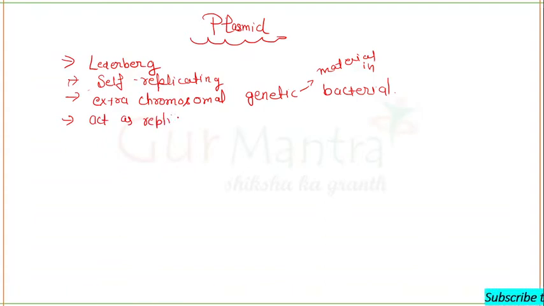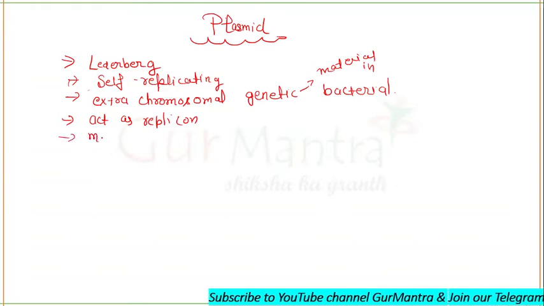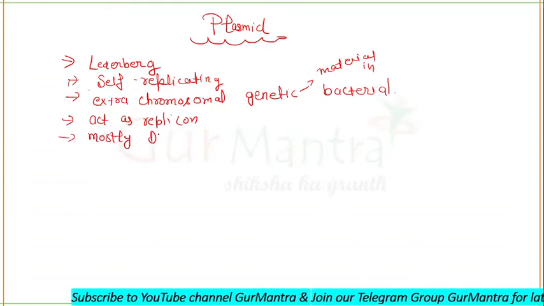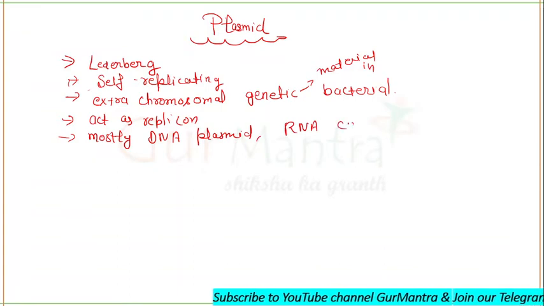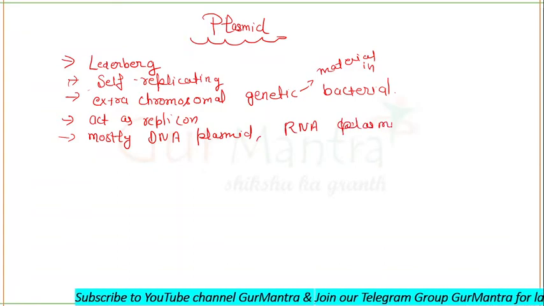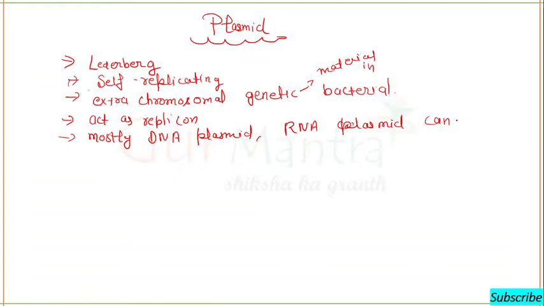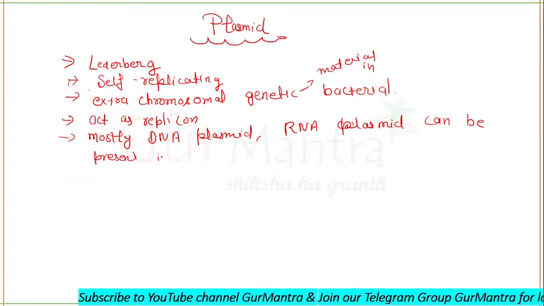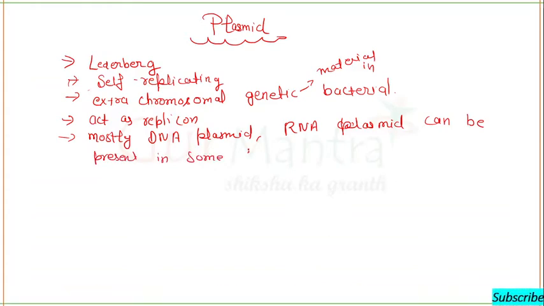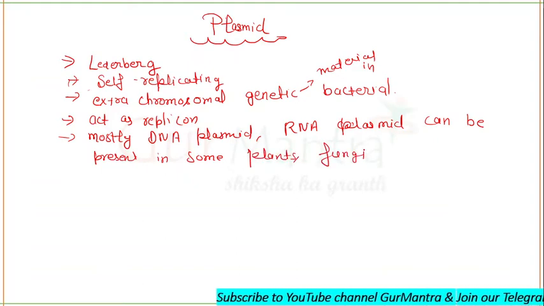Are there any RNA plasmids, or only DNA plasmids? They are mostly DNA plasmids, but rarely they can be RNA plasmids. RNA plasmids can also be present in some viruses, mainly in plants, in fungi, and in some animals also.